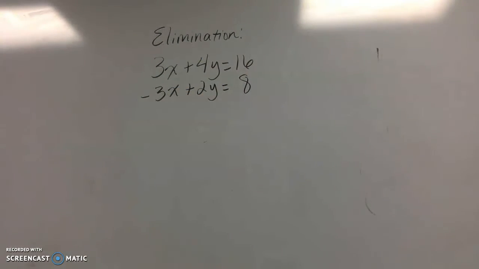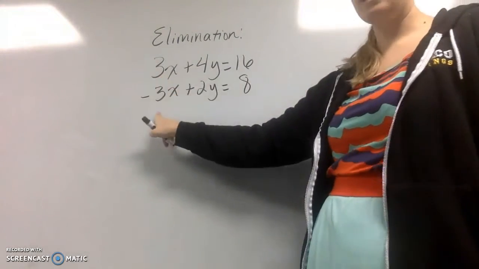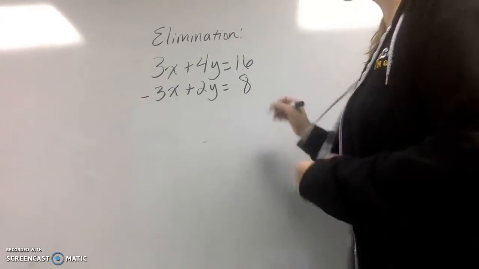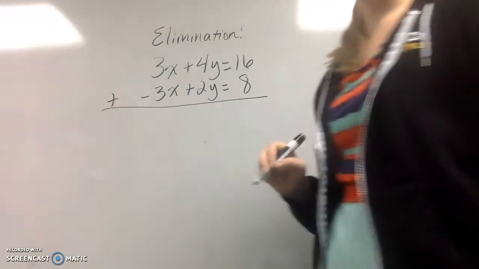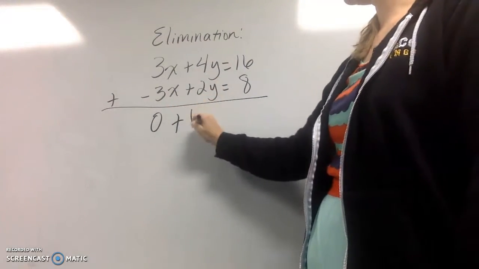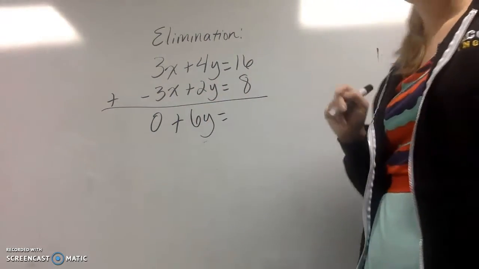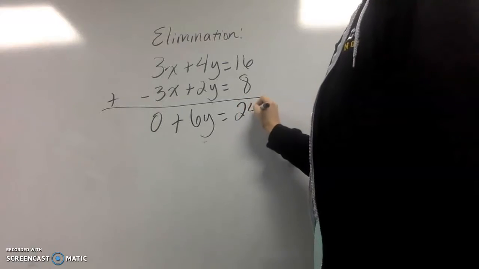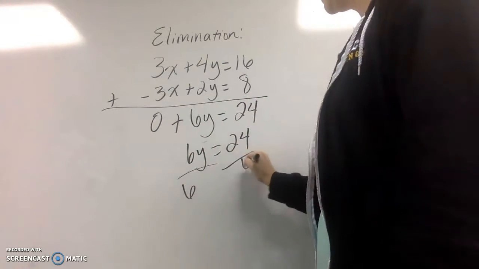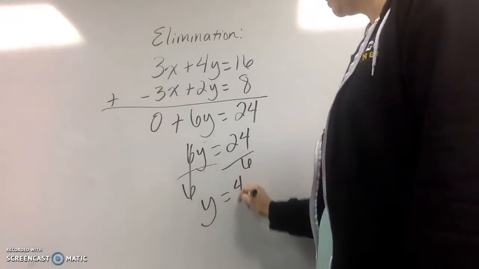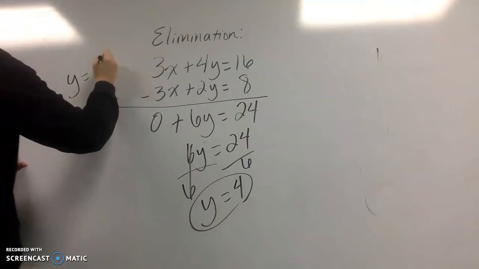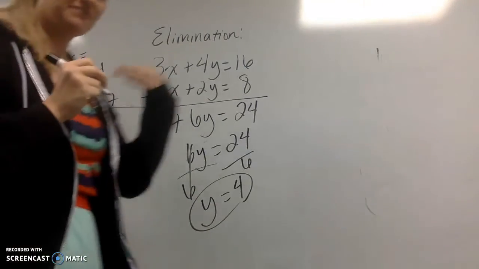So here you can see that I have opposites right here, that 3x plus negative 3x is going to equal 0. So instead of canceling out the y's this time, I'll be eliminating the x's. So 3x plus negative 3x is 0. 4y plus 2y is 6y. 16 plus 8 is 24. So what I have is 6y equals 24. This is an easy one step. y equals 4.